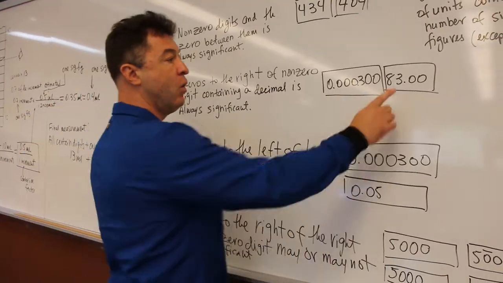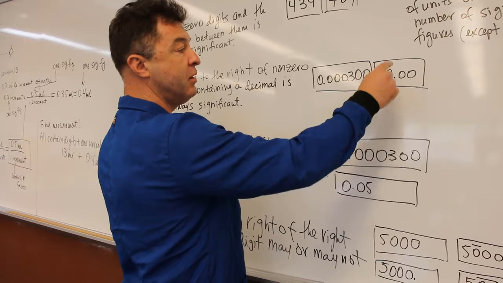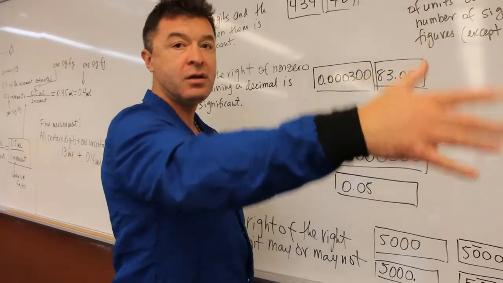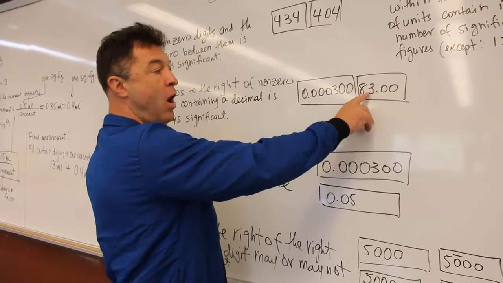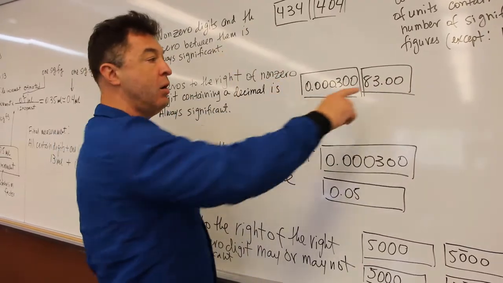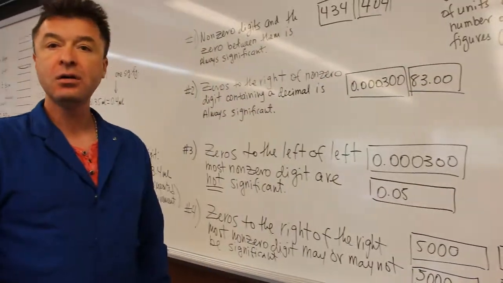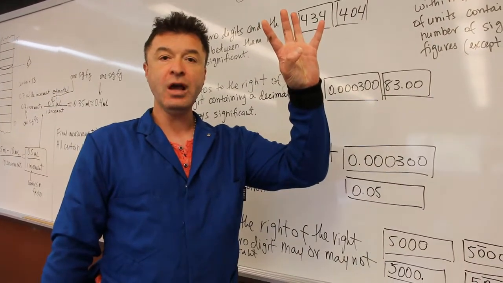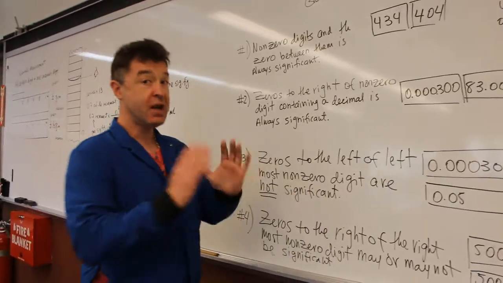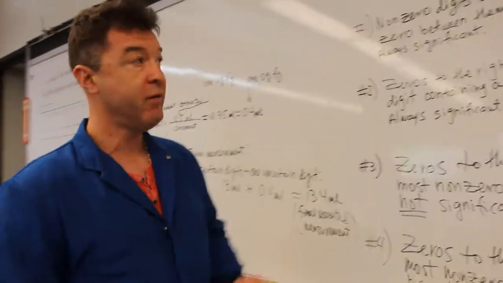Next one, you may have something like this. You have a number, a decimal point, and then zeros that follow the decimal. Guess what? Anytime you have a decimal point and a 1 or whatever number above the 1, all of the digits will always be significant. So in this case, you're going to have 4 significant digits. Again, it's pretty simple. You just have to remember the rules, the guidelines, whatever you want to call them.